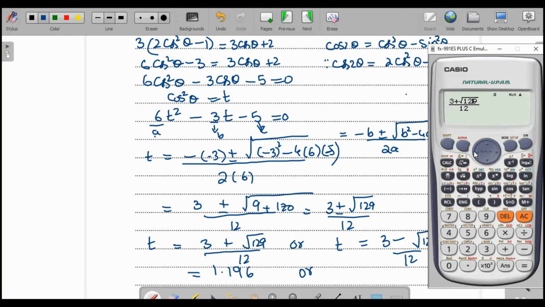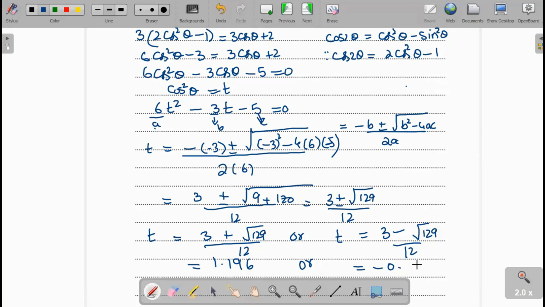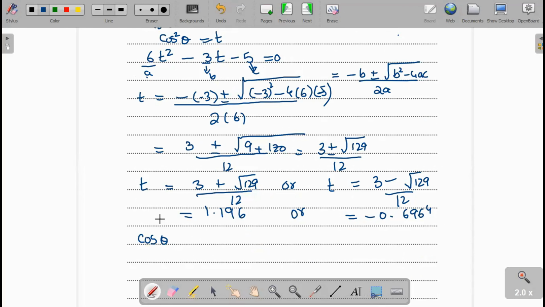And the second value, we calculate it, 3 minus square root of 129 over 12, that is equal to minus 0.6964. Now the t will be equal to cos theta. Now we put the value of cos theta there. Now we get cos theta equal to 1.196, or cos theta is equal to minus 0.6964.